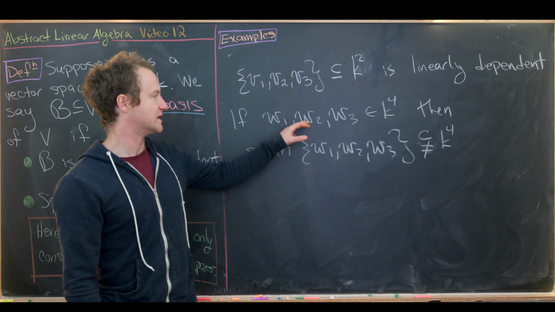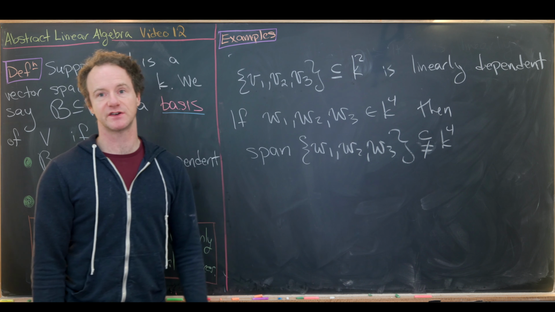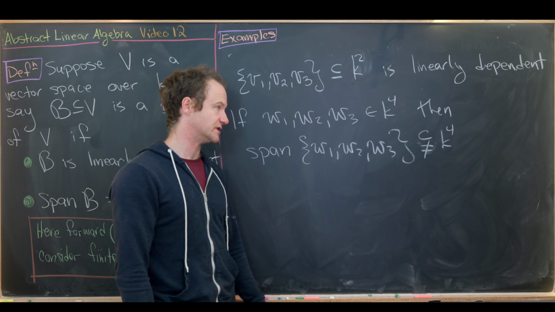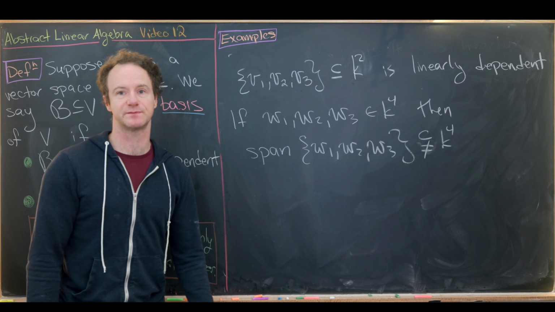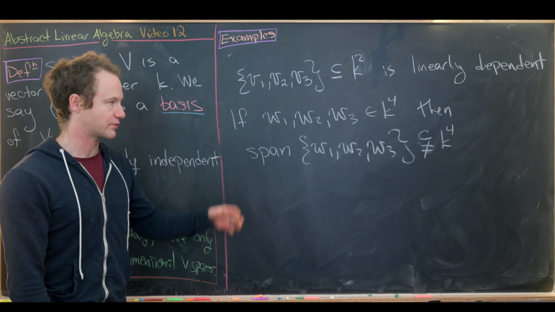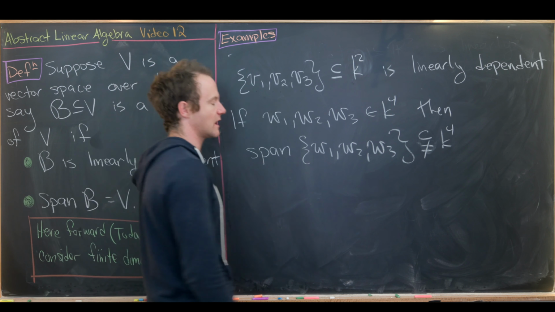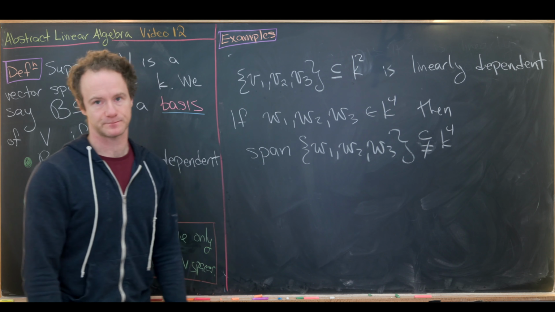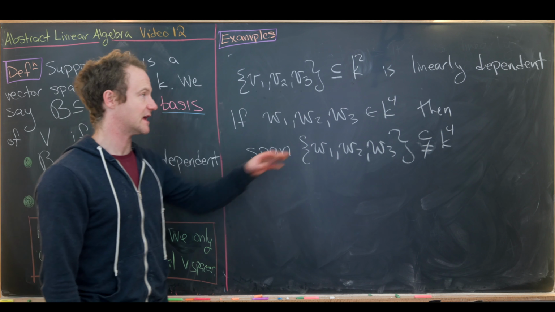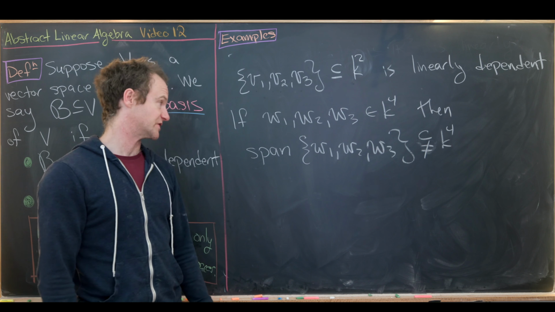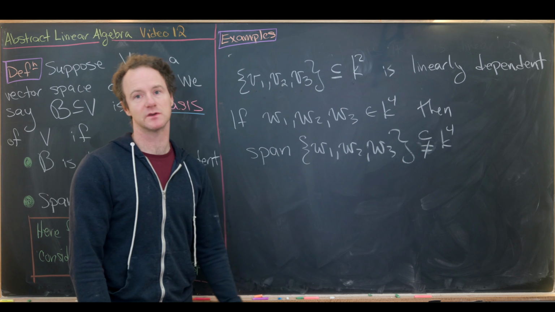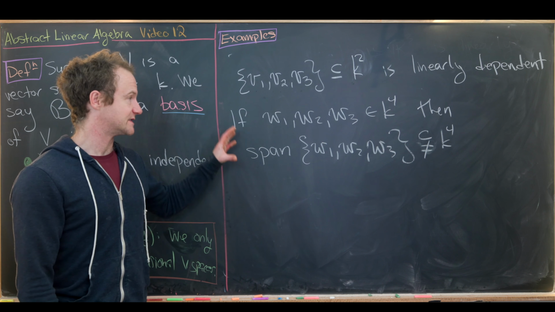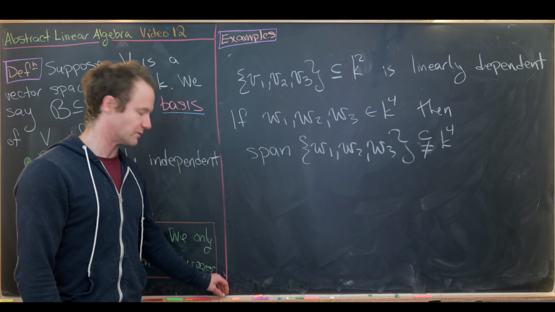Okay, now what about this? If W1, W2, and W3 are all vectors in K4, then the span of W1, W2, W3 cannot be the whole space. So it will be a proper subspace of K4. I've written it like this: it's a subspace but cannot be equal. And why is that? Well, again, K4 is 4-dimensional. If this did span the whole space, then there would be a problem with the number of dimensions there. Okay, nice. So let's get rid of this, and then we'll end with some warm-up problems.